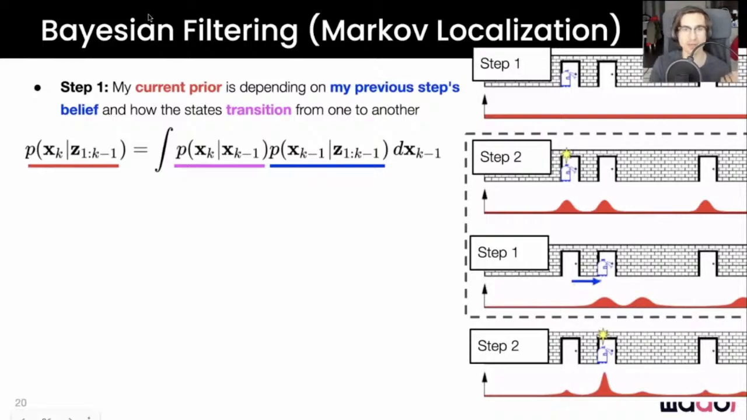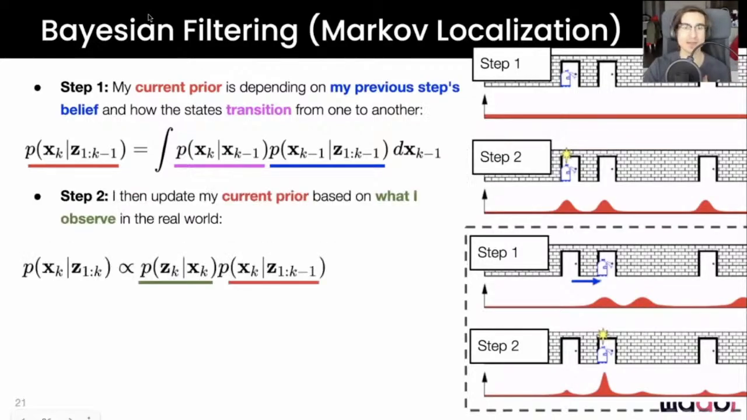Mathematically, in this equation, the rightmost term is the last step's belief, while the middle one, which is highlighted in magenta, represents the propagation model that is built into our system. So for example, the simple kinematic model I described a few seconds ago. The second step updates the prediction from the past step based on our current observation. And this is basically what integrates new, fresh information from our sensors into our belief.